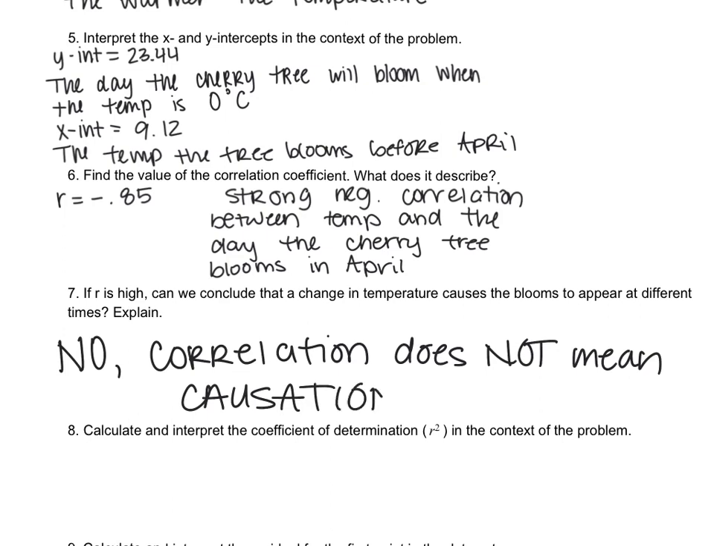causation. All right, there are going to be other factors that cause the cherry blossom blooms to appear at different times. Just because there's a strong correlation between the temperature and the day does not mean it causes it. This is a huge thing in statistics. I would definitely star, highlight, box, something for number 7. Correlation does not mean causation. It just means that there's a relationship. It does not mean that it causes it.